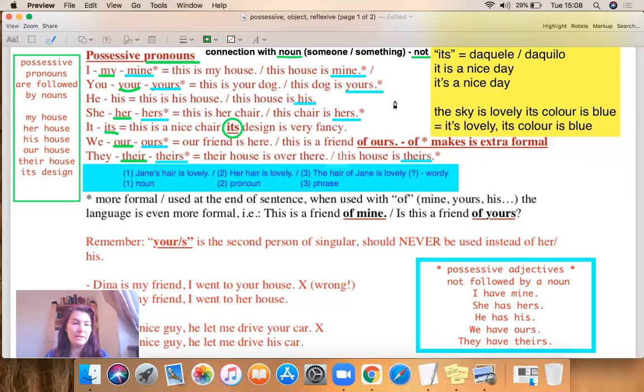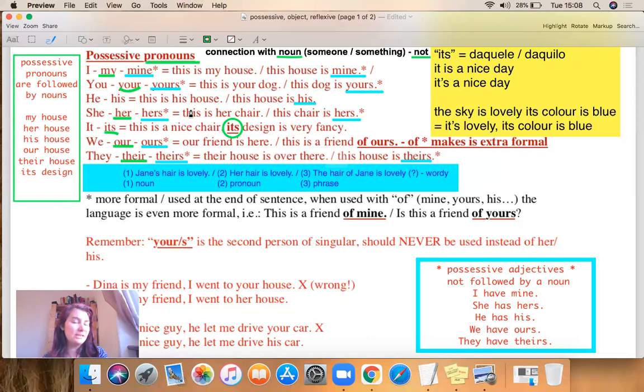Now, let's move on. Now, yes, look at the example we have in here. So this is a nice chair. Its design is very fancy. This is a nice chair. Its design is very fancy, or it's a nice chair as well. It is a nice chair. This is a nice chair. Its design is very fancy. Okay, so the design of the chair, it refers back to the chair.